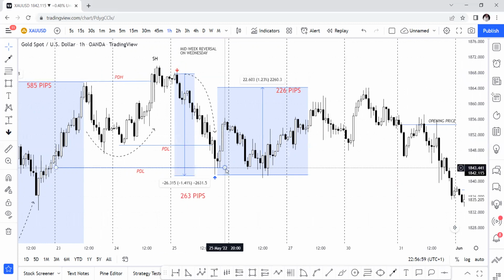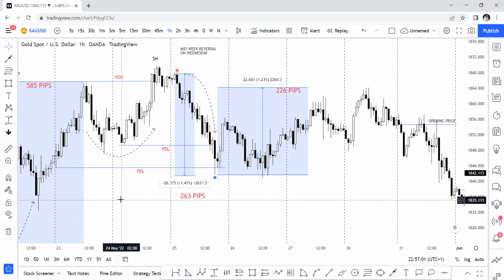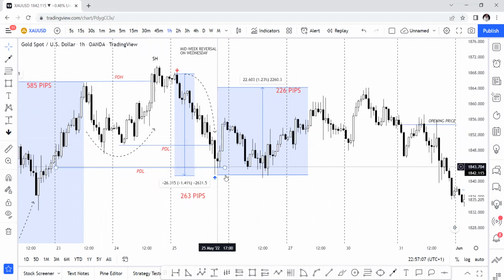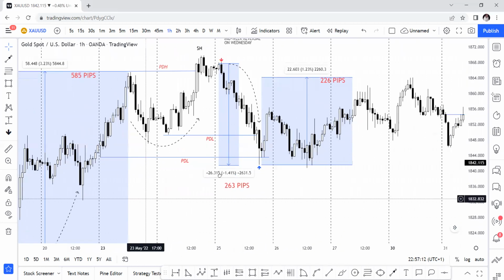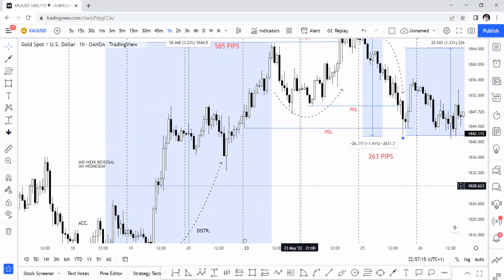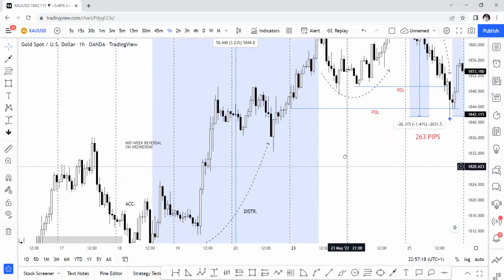So from here downward, almost about 263 pips. Then after this place was raided, the low of Monday and Tuesday was raided by just one candlestick. Then we have an upward move to give another 226 pips. So fantastic.